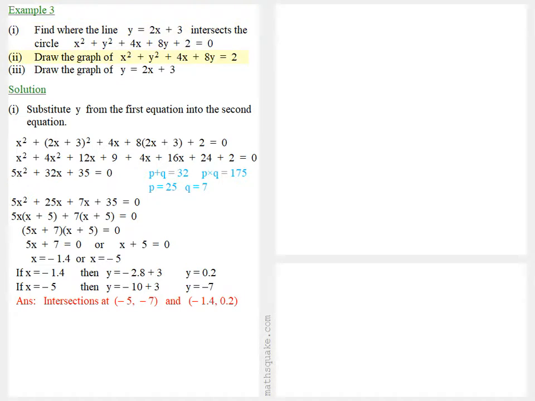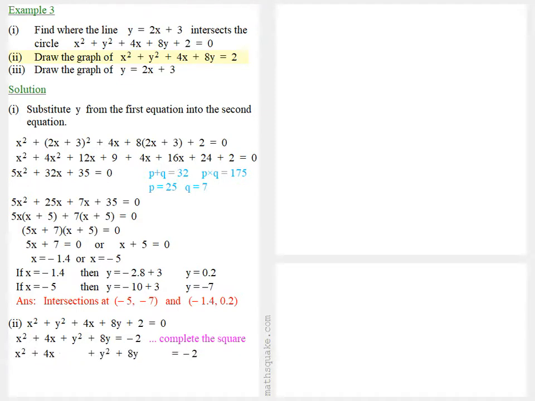Now in part 2 it asks, draw the graph of x squared plus y squared plus 4x plus 8y equals 2. To do this, we need to rearrange the equation by putting the x terms together, the y terms together, and the number terms over on the right-hand side. Now that means we can then complete the square.